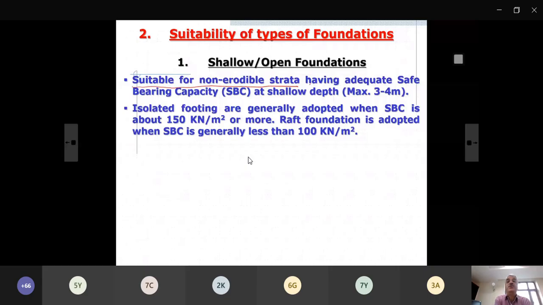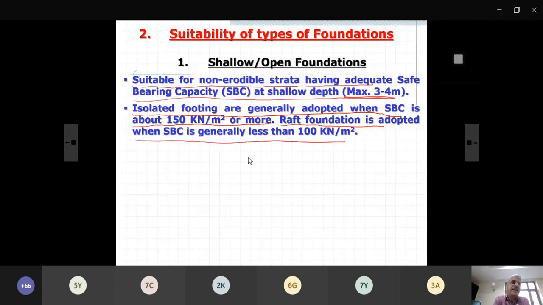Another thing is where you have adequate safe bearing capacity at shallow depth, maybe 3 or 4 meter. Up to 3-4 meter depth, you can get a strata having the required safe bearing capacity as compared to your load. Then these foundations can be suitable. For example, often in minor bridges, in box culverts, we go for shallow foundations. Here also, generally you adopt isolated footings when your safe bearing capacity is about 150 kilonewton per square meter or more, 15 ton per square meter or more. And normally when your bearing capacity is lesser, in the range of 10, then you have to go for raft.